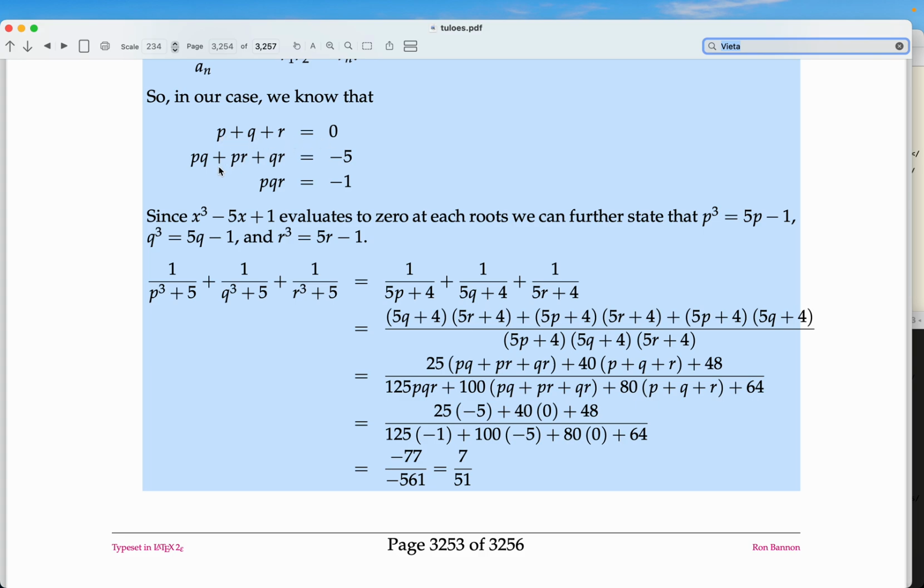p plus q plus r is 0, pq plus pr plus qr is minus 5, and using Viète's formulas, pqr is minus 1. And then sort of expanding this thing over here with the recognition that we want to get an expression that's easier to deal with. So we said that, given that the polynomial x cubed minus 5x plus 1 evaluates to 0 at each of the roots, I just simply plug in the root and then solve for p cubed to make it simpler. So p cubed is 5p minus 1, you plug it in, you get these expressions over here. You expand it out, plug in the numbers you get up here, and you get this over here.